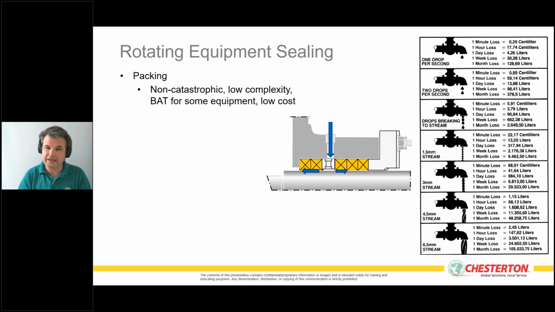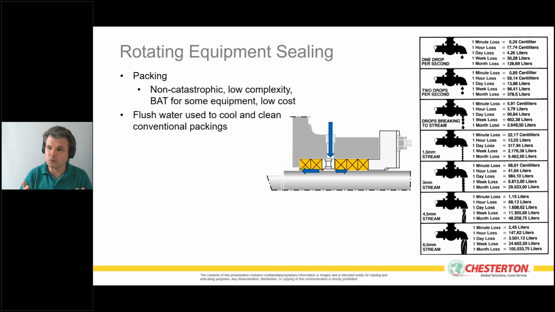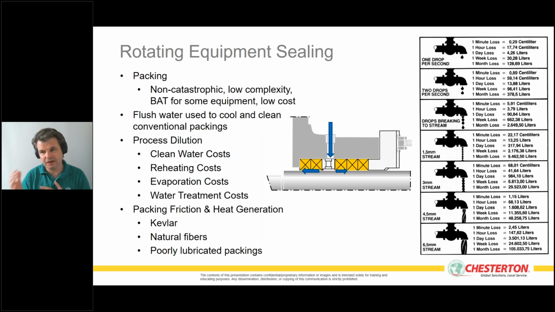So packings are used in different areas, and one of the areas is rotating equipment sealing. And packing is still widely used because it has some advantages over other sealing methods. First of all, it has non-catastrophic failure. It's relatively not complex, and it's simply in some cases the best available technology for some types of equipment where there's simply no other solution.